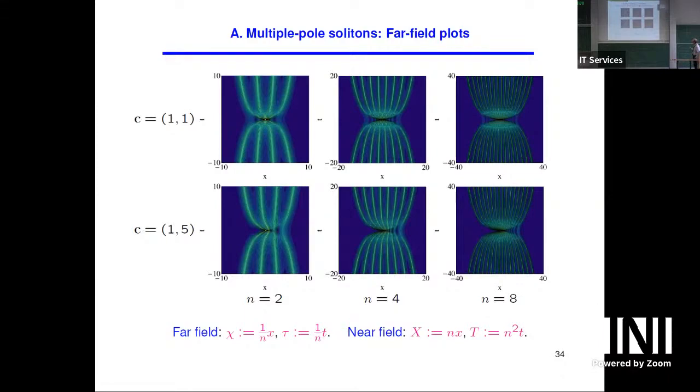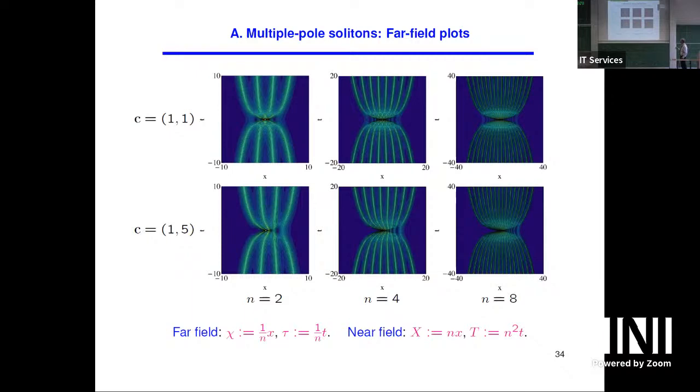All right, and those of you who are asking about the scaling, here is the space and time scaling. I introduce a new time by n squared t, and a new space by nx, where n is the degree of the pole. This is to zoom in. The near field is to zoom in on this point.